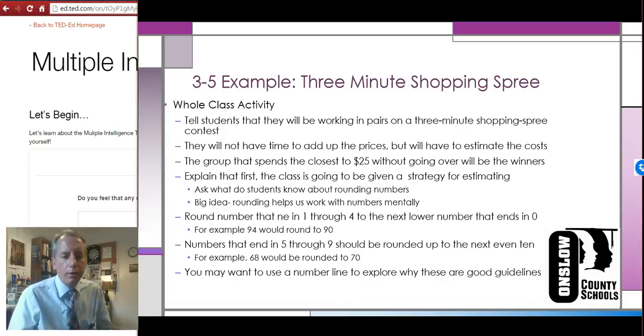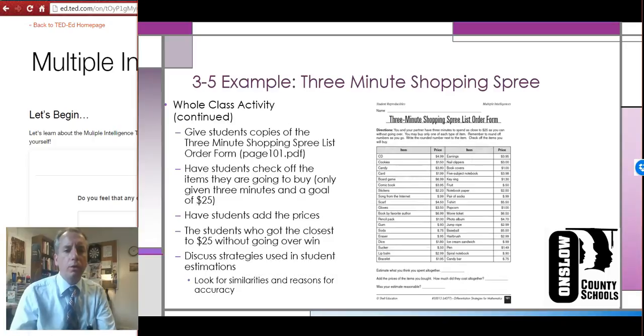We know that, see a typo there, so when we're rounding, how do we know when we're going to round up to the next greatest place value, and when are we going to stay the same? Really good idea to use a number line to show why, rounding by 5 we go up, or 5 or more we're going to go up to the next place value. Any connection to the number line is huge for our kids. So we're going to give kids the list of items here. So this is the 3-minute shopping spree list for their order form.